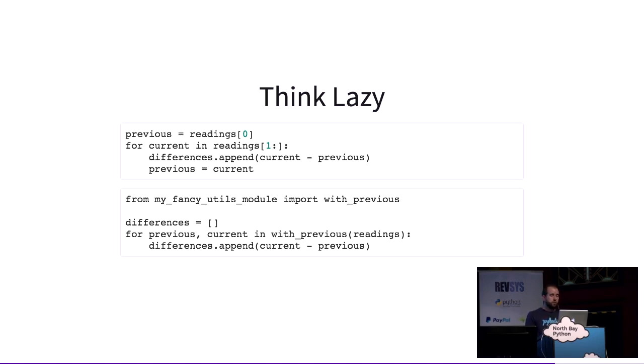Notice that we don't have an awkward variable assignment here. We don't have a previous equals hanging out in our for loop. The generator function with previous does that work for us. It gives us two values at the same time.